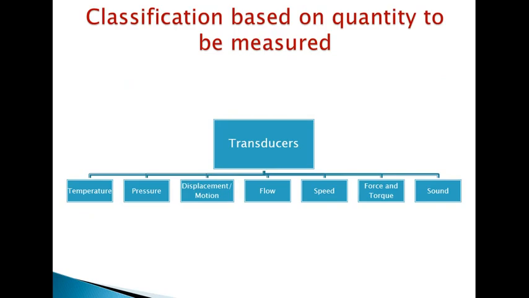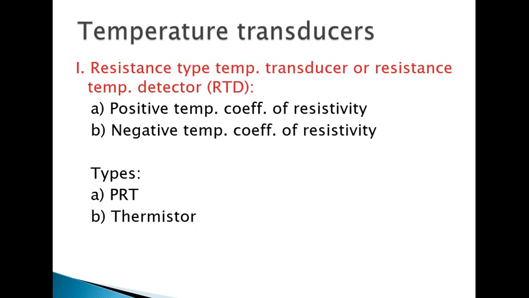Let us see classification based on quantity to be measured. If you see your syllabus, these transducers are added in your syllabus. So one by one we have to see. The transducers that we have to see are temperature transducer, pressure transducer, displacement transducer, also called a motion transducer, then flow transducer, speed, force and torque, and the last is sound transducer. So let us see one by one.